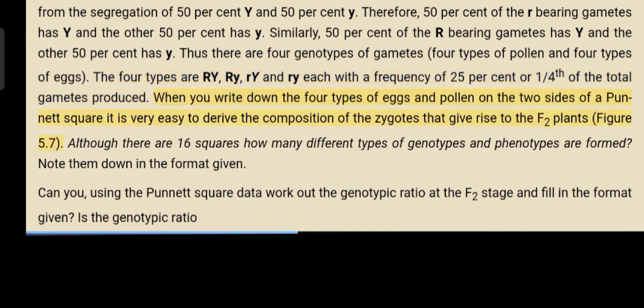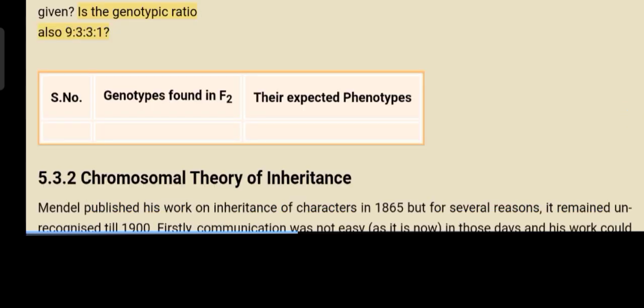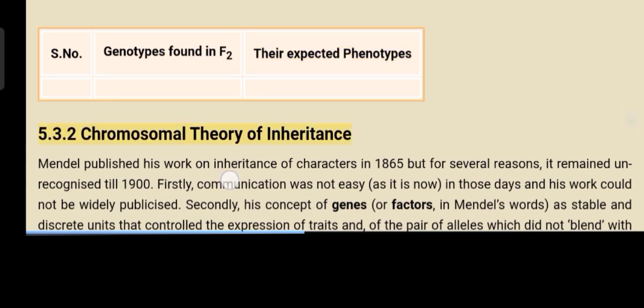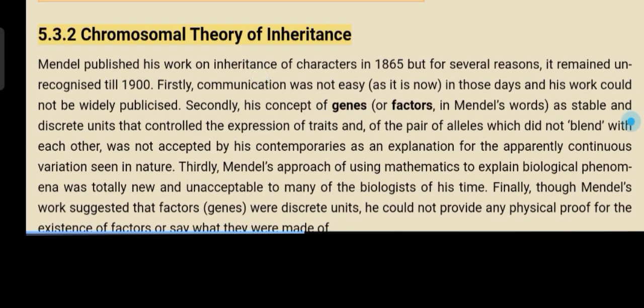When you write down the 4 types of eggs and pollen on the two sides of a Punnett square, it is very easy to derive the composition of the zygotes that give rise to the F2 plants, figure 5.7. Although there are 16 squares, how many different types of genotypes and phenotypes are formed? Note them down in the format given. Can you, using the Punnett square data, work out the genotypic ratio at the F2 stage and fill in the format given? Is the genotypic ratio also 9:3:3:1? S. No. Genotypes found in F2. Their expected phenotypes.